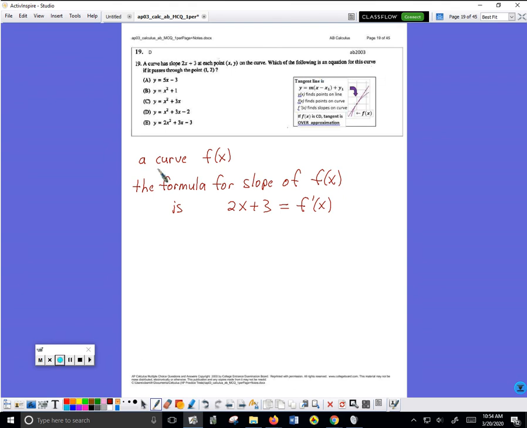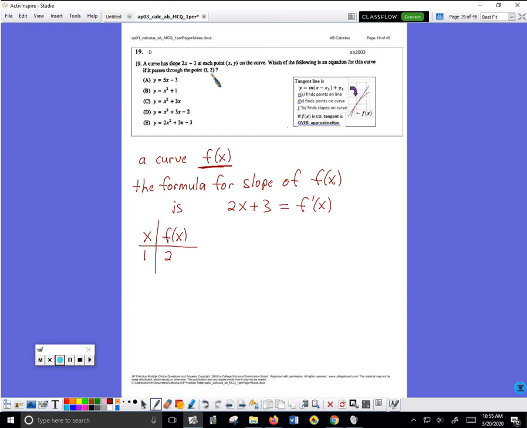So we're looking for the curve as the curve passes through the point 1, 2. So that means we have some sort of f that has a point 1, 2, but we are looking for the equation of the curve. Common misperception would be to think we're looking for the equation of the line tangent. We are not. Which of the following is an equation for the curve?